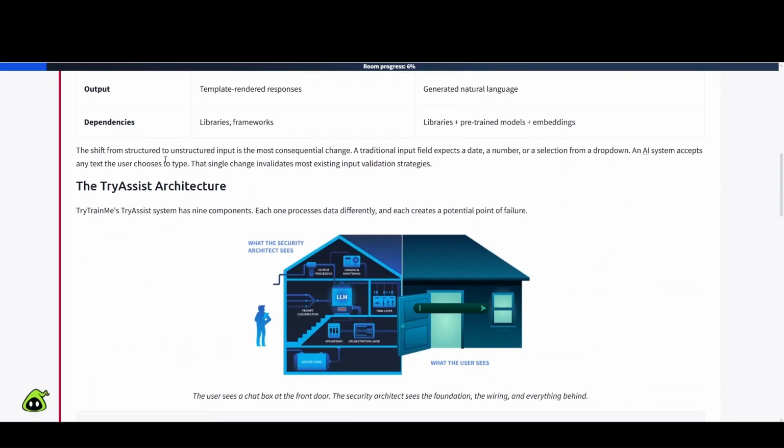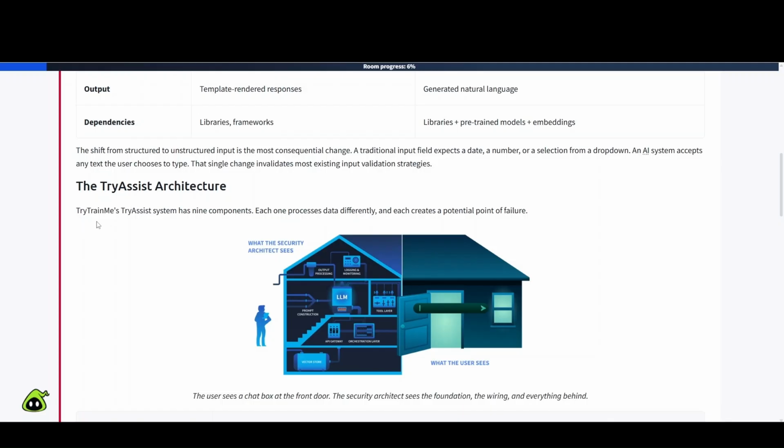The shift from structured to unstructured input is the most consequential change. A traditional input field expects a date, a number, or a selection from a dropdown. An AI system accepts any text the user chooses to type. The single change invalidates most existing input validation strategies.